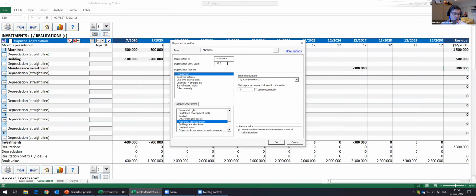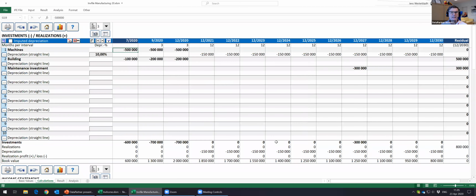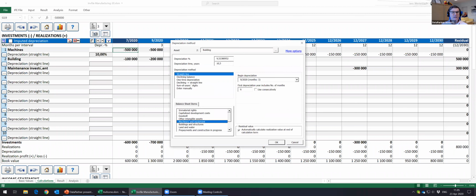So let's see. Depreciation of the machines is in 10 years. It offered 10.5 because 10.5 years was the term of the calculation. I want to make a straight line depreciation for machine and equipment, but I will begin the depreciation when the investment phase is over and I start operation in December 21, but including 12 months. So it's actually from the beginning of January 21. Okay, like that.